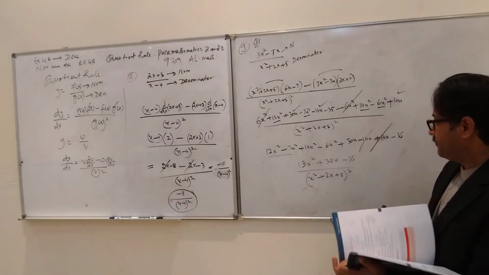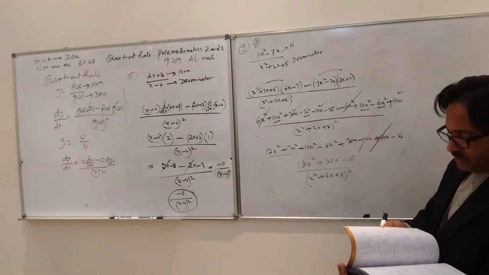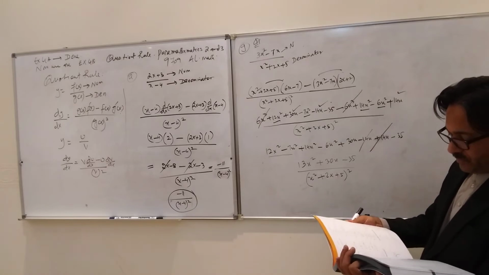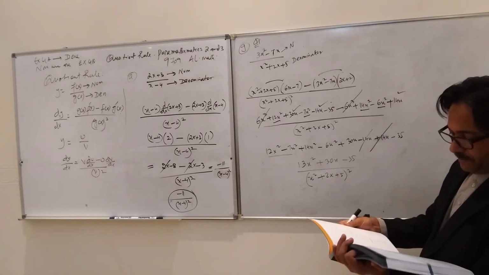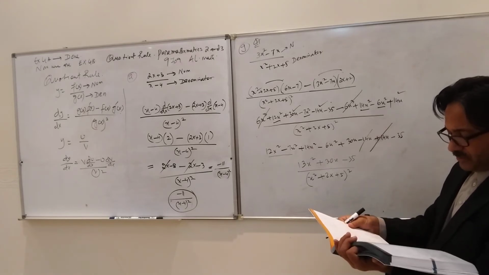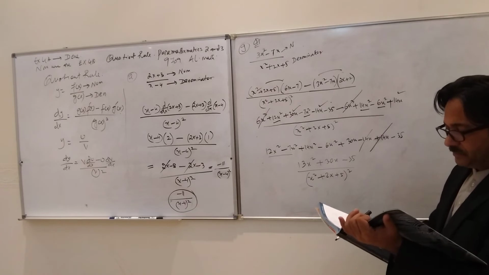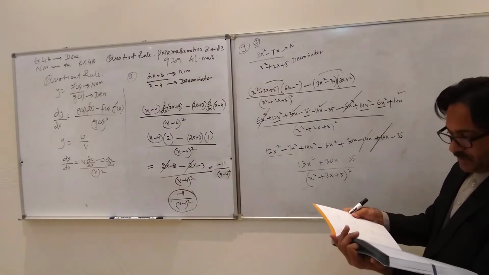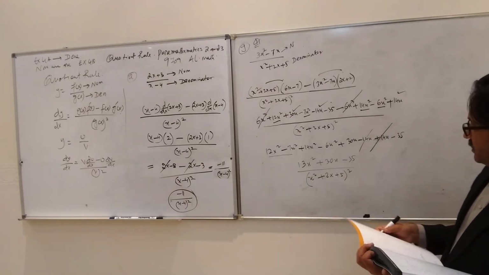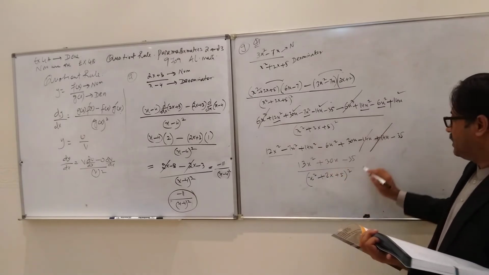Let's see the answer. For the B part, where is part G? Yeah, part G is there. 13x square plus 30x minus 35 over x square plus 2x. That's the answer.